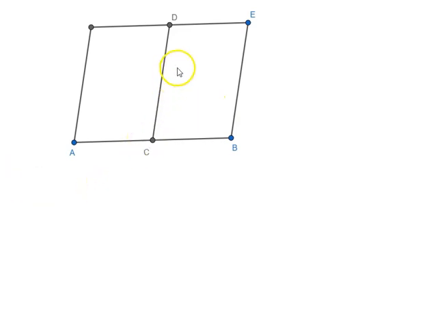So the proposition is saying we have to draw a parallelogram which is similar to parallelogram DB. Now, how do we do that? We join DB and we take a point F on that. And then we draw a line through F parallel to BE, and we draw a line parallel to AB through F.